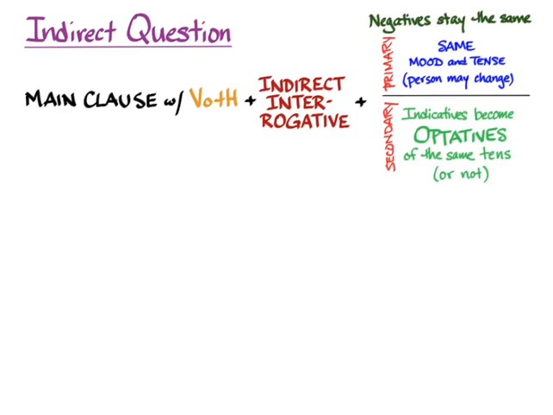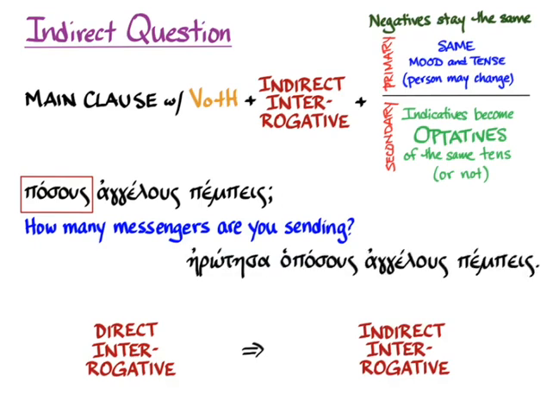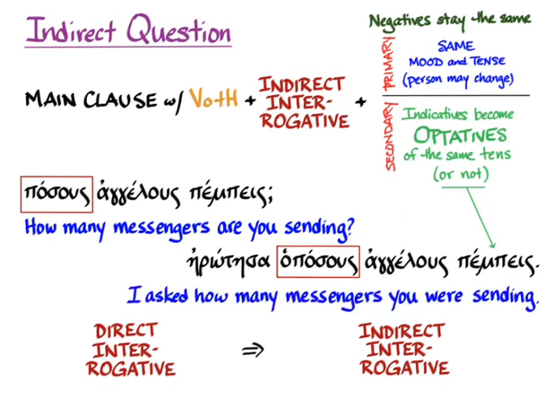Now, let's look at another example. Posous angelous pempeis? How many messengers are you sending? Again, we have a direct interrogative word with posous. Here, it's a direct interrogative adjective, which is going to change into an indirect interrogative adjective with erotesa hoposous angelous pempeis. So there we see the indirect interrogative version of the same adjective. And we also see here an instance where, although we are in secondary sequence, we kept the indicative in the indirect question. And so we would translate, I asked how many messengers you were sending.